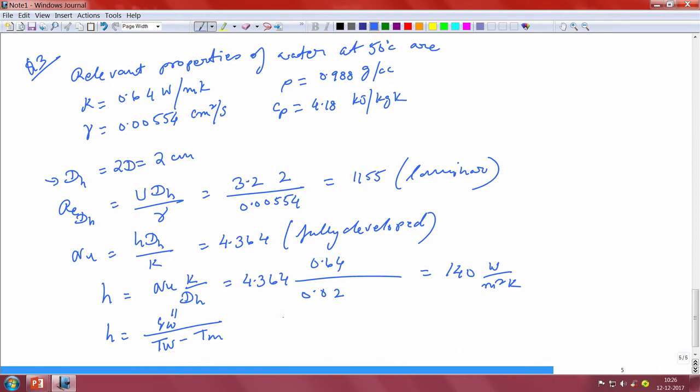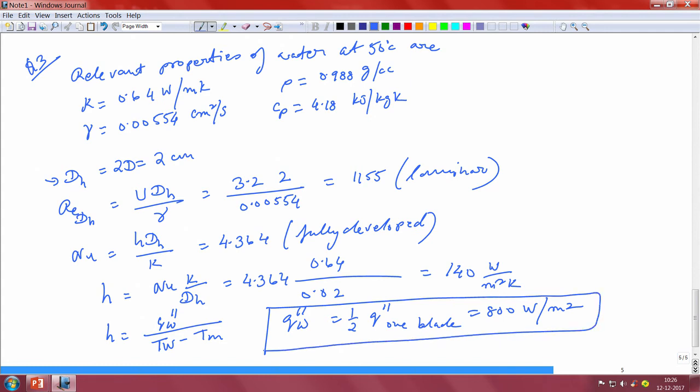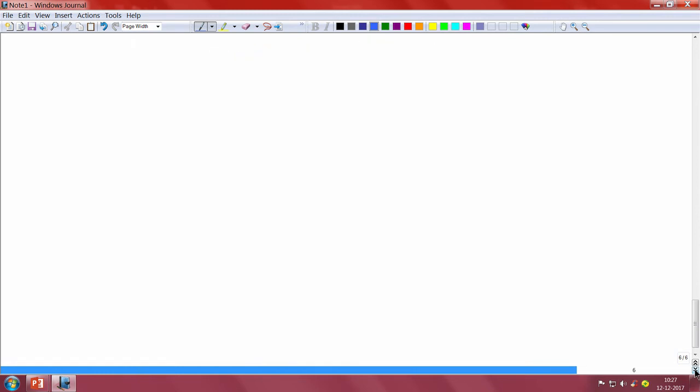Where this q double prime is basically half of q1 blade, which is about 800 watt per meter square. So, T_w minus T_m is equal to q_w double prime by h, which is equal to 800 divided by 140, which is 5.73 degrees Celsius.